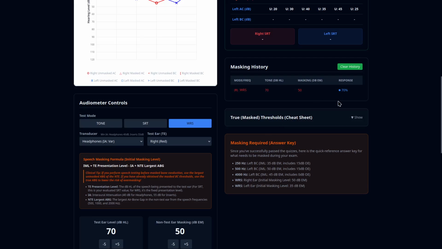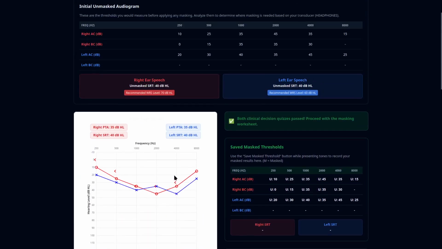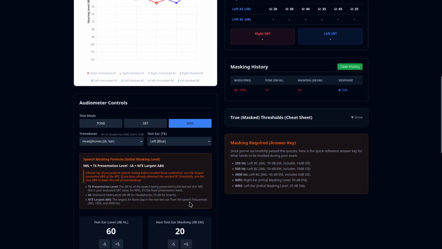70% is our response. Let's go ahead and test for the left ear now. Going to the left ear, and we're going to also present at 60 dB here. So 60 dB is our presentation level here. 60 dB minus 40 gives us 20. And then we have our largest air bone gap in the non-test ear.